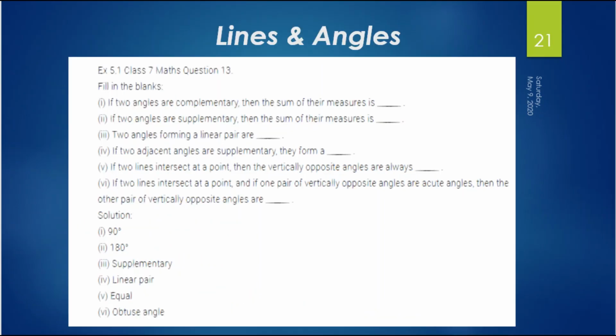Then comes question number 13. Here fill-in-the-blanks are given, and I have given the answers here. Two angles are complementary if the sum of their measures is 90. For supplementary, the answer is 180. Two angles forming a linear pair are supplementary. If two adjacent angles are supplementary, they will form a linear pair. If two lines intersect at a point, then vertically opposite angles are always equal. If two lines intersect at a point and one pair of vertically opposite angles is acute, then the other pair of vertically opposite angles is obtuse.